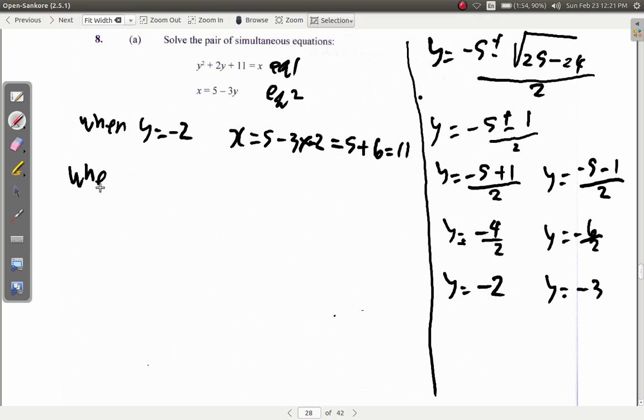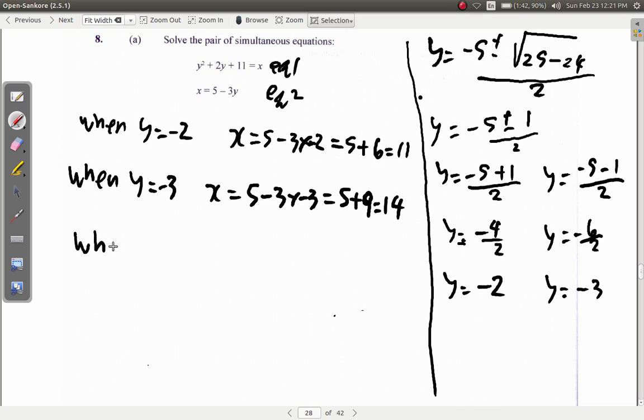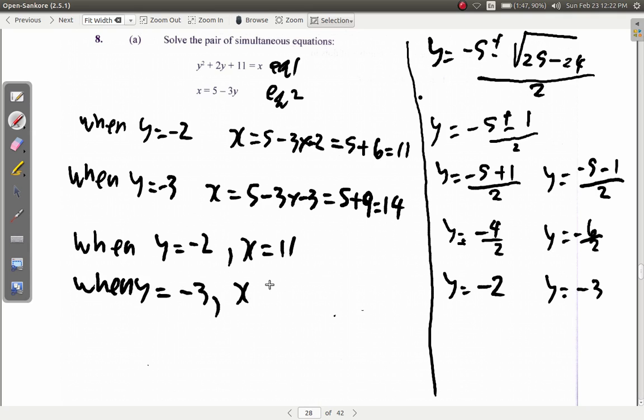And then, when y is equal to negative 3, x is equal to 5 minus 3 times negative 3, which is 5 minus negative 9. 5 minus negative 9 is the same as 5 plus 9, which is 14. So the solution is that when y is negative 2, x is 11, and when y is negative 3, x is 14.